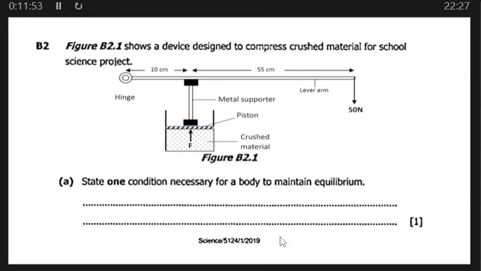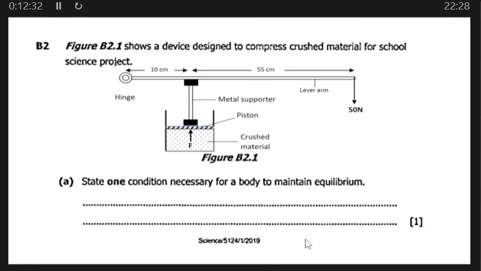So when a body is in equilibrium, it means either it has zero velocity or speed, it has no speed, or its motion is actually constant. So a vehicle can also be in equilibrium if it maintains constant velocity. Also, an object can be in equilibrium if it is at rest, or it is stationary, or it is not moving.